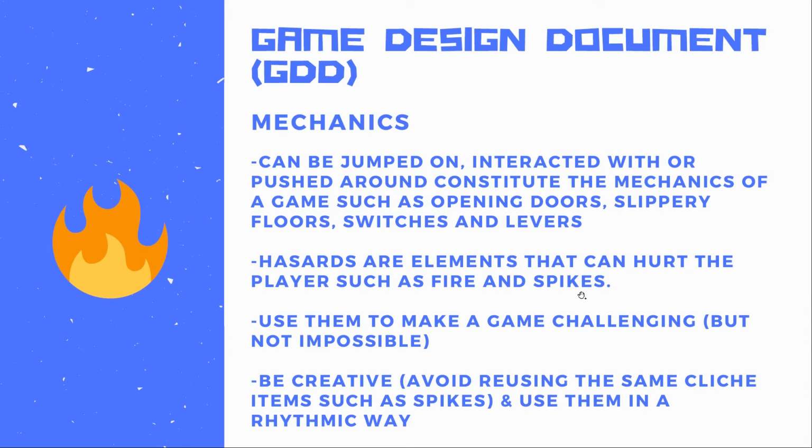You have to make a difference between hazards and enemies, because hazards, in most cases, are static, they don't move while enemies move, and they don't have this very complex behavior or complex artificial intelligence like the enemies. So you have to make the difference between them. Use them to make a game challenging but not impossible to play. And you should be creative. Avoid reusing the same cliche items such as spikes and fire, and use them in a rhythmic way.